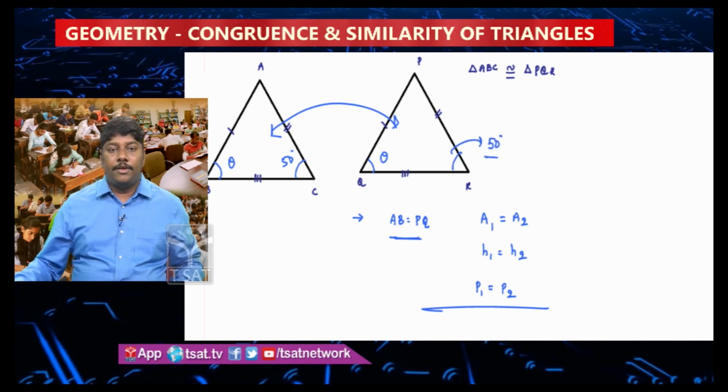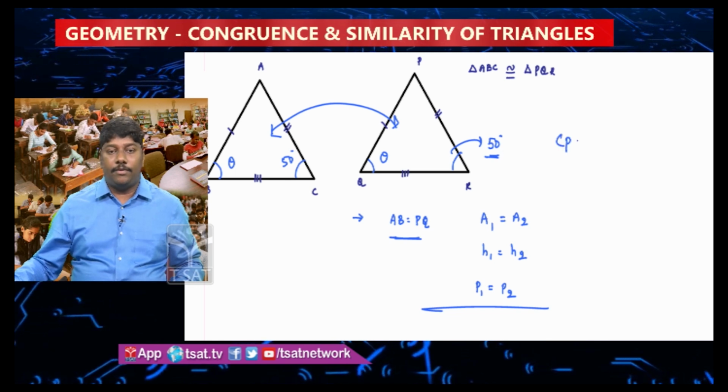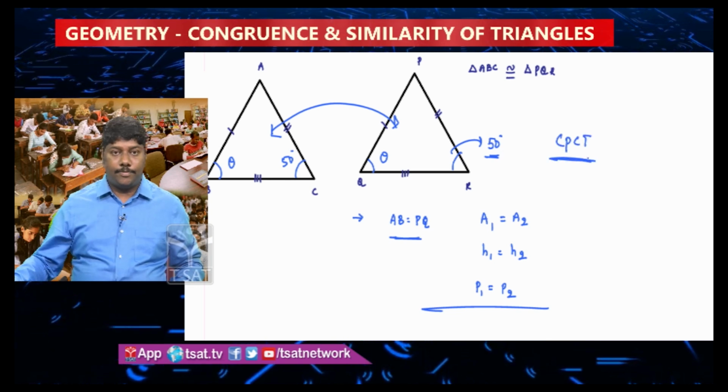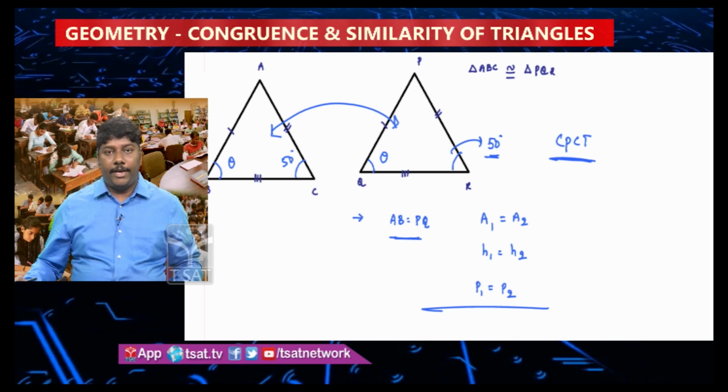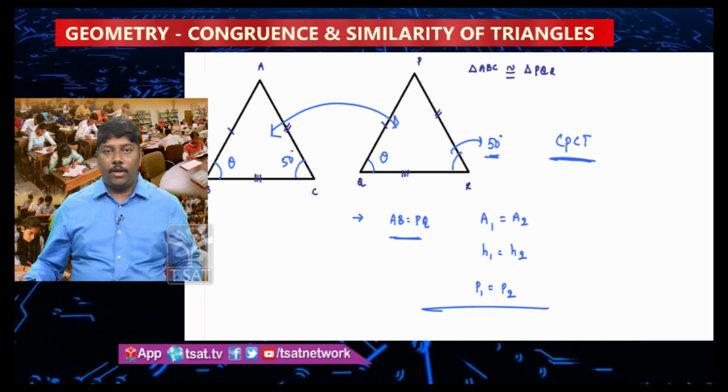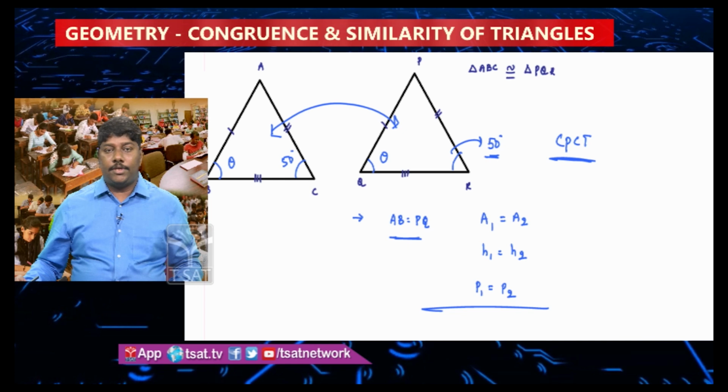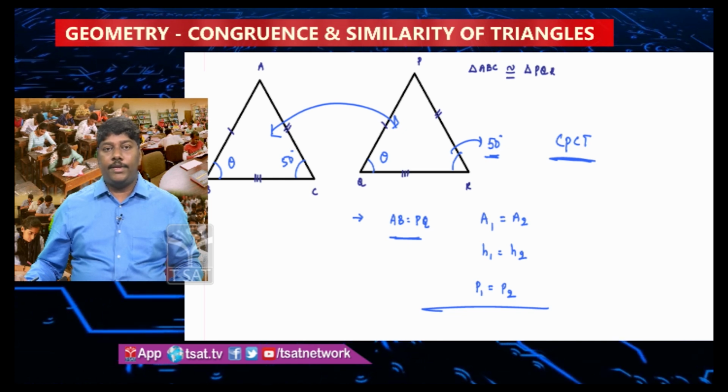How do I know that? By using CPCT. What do you mean by CPCT? Corresponding parts of congruent triangles. So you can find out the unknown angles or sides when you know that the triangles are congruent. Mostly we use congruent triangles in proving something.